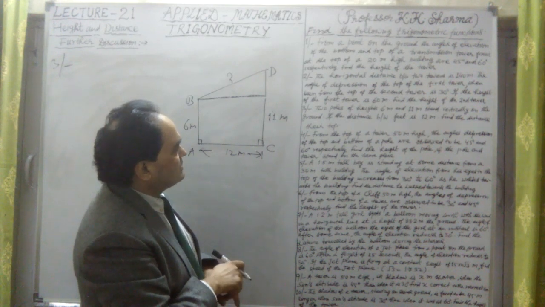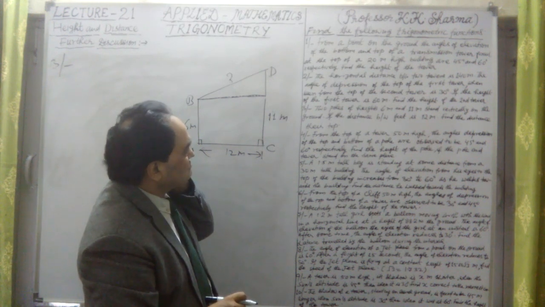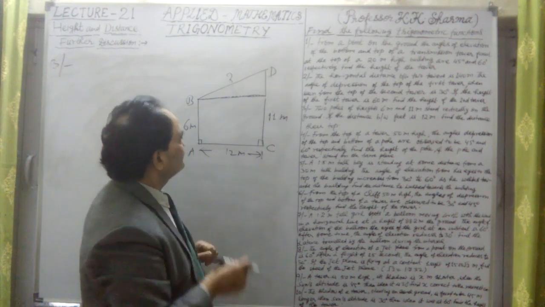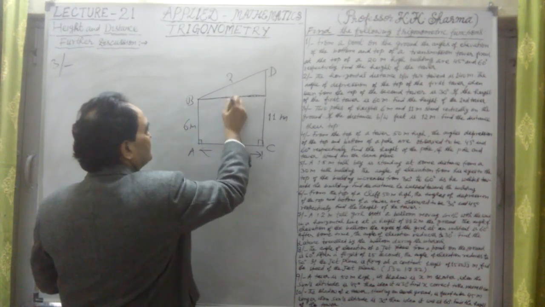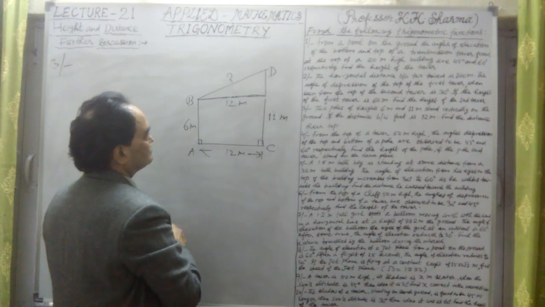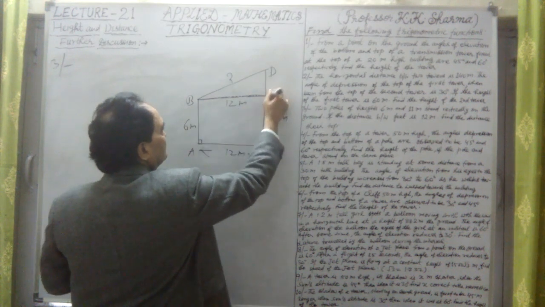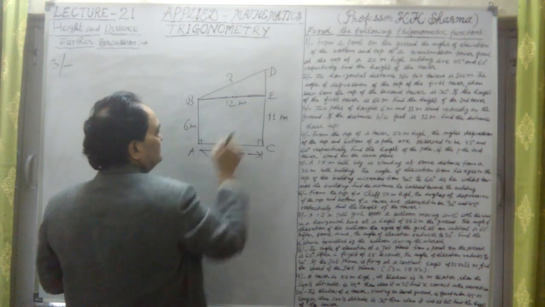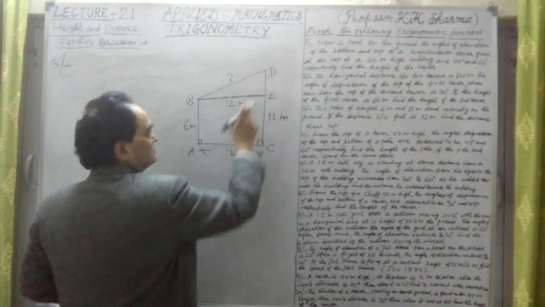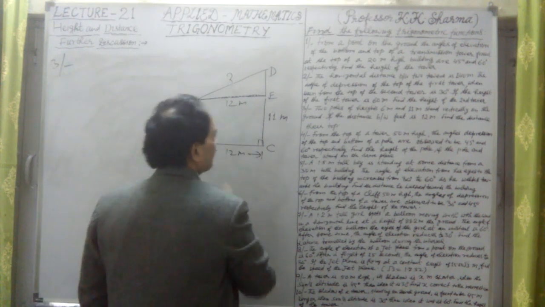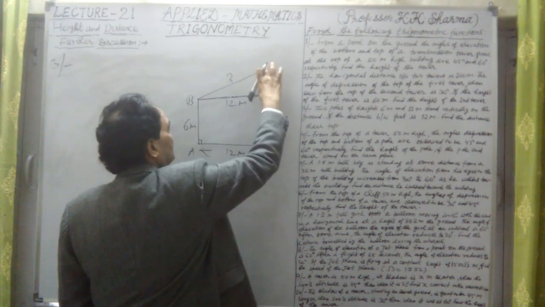Two poles of height 6 meter and 11 meter stand vertically on the ground. If the distance between their feet is this, what is the distance between their tops? That is the point. So this is 12 meter here. Let me take this as BE, so BE is also 12 meter. What is this remaining value? This is again a right angle. Now this is 11, so this will remain 5.